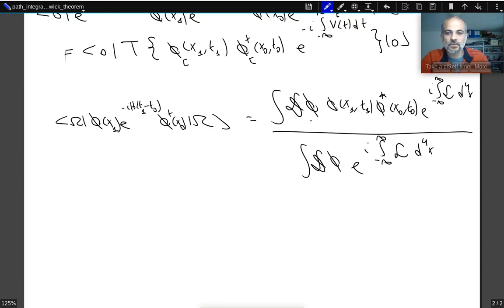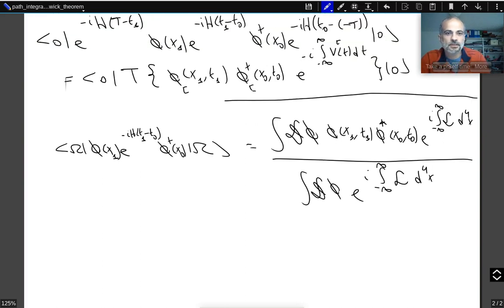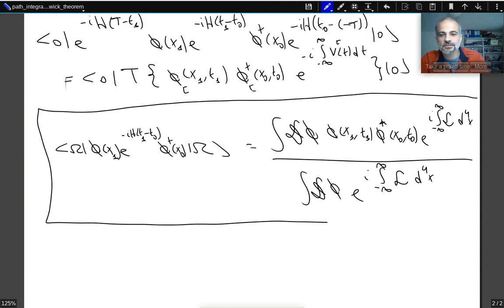Since we have the ratio of two path integrals, the normalization of the path integral just cancels. And in fact, whatever operator we have over here will appear inside the path integral. And when we divide by a similar path integral without any operators appearing, so for example, if these were absent, then here it would also be absent, and we just recover 1.